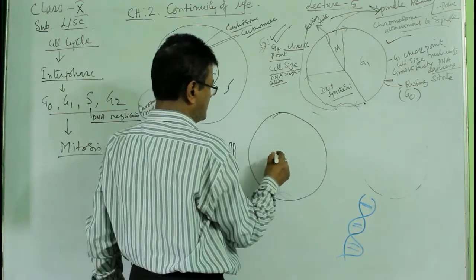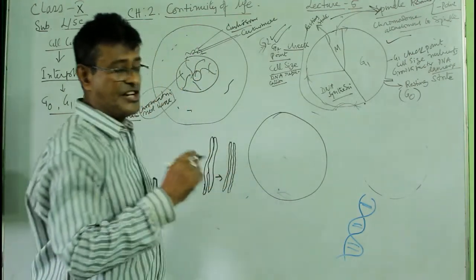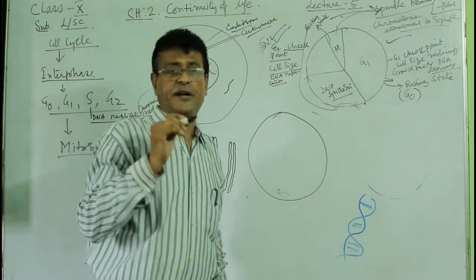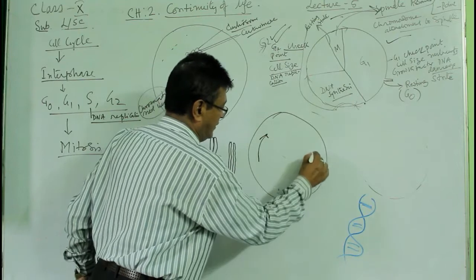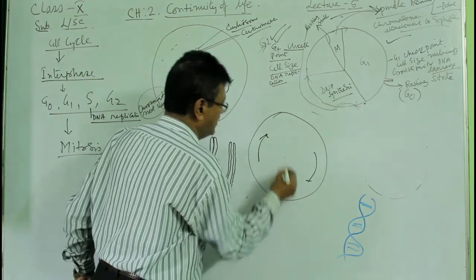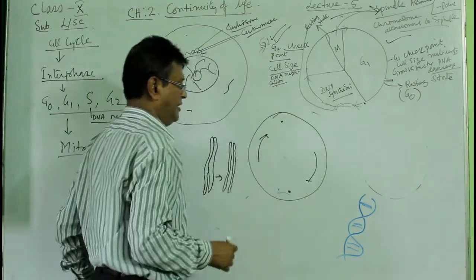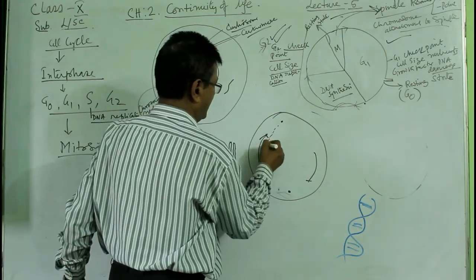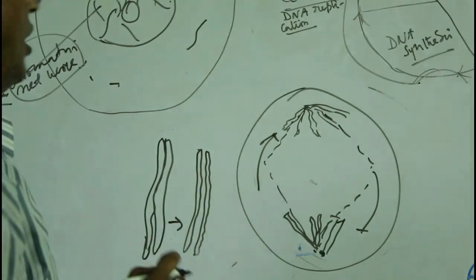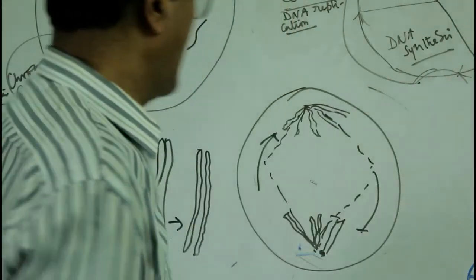In the nucleus, the centromere will turn at a right angle. One will come over here, another will come over there. And then the formation of the spindle will be there. So in all cases, this is a smear diagram only.